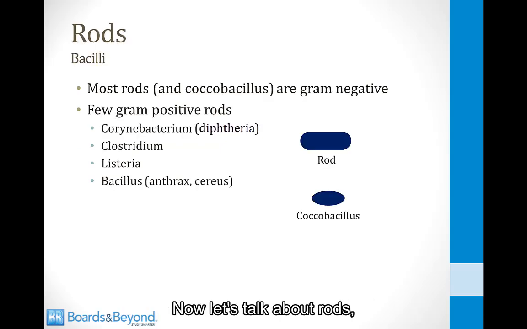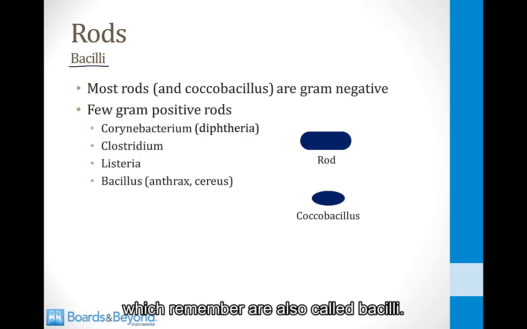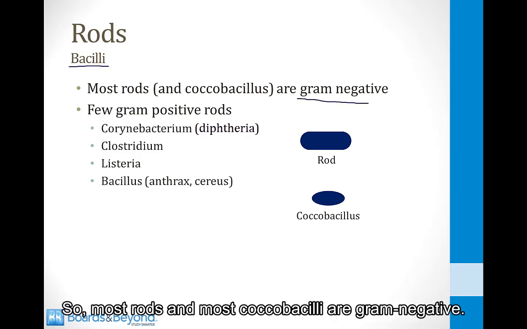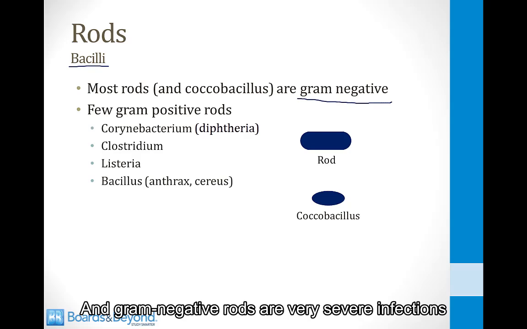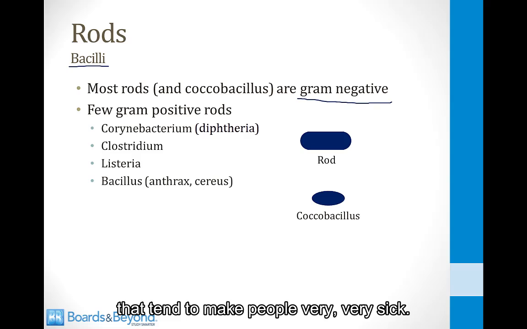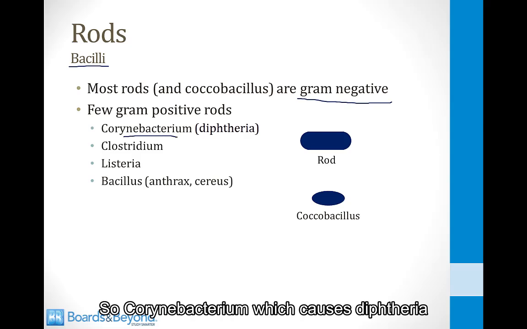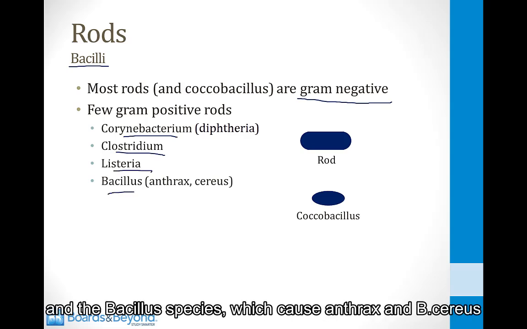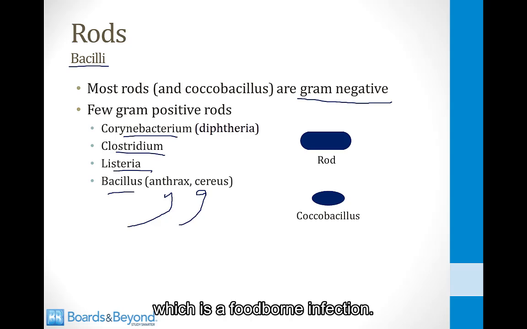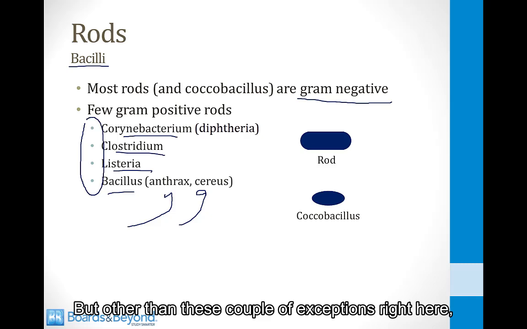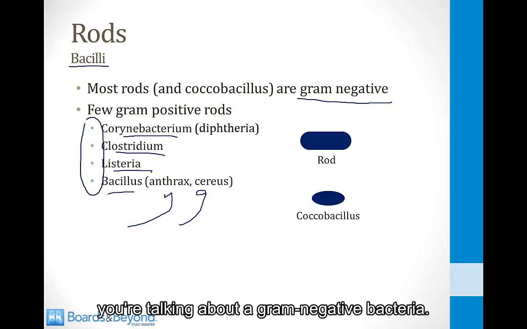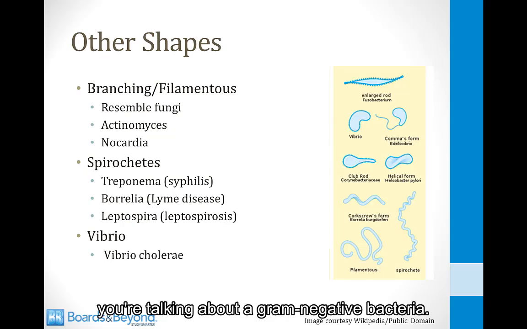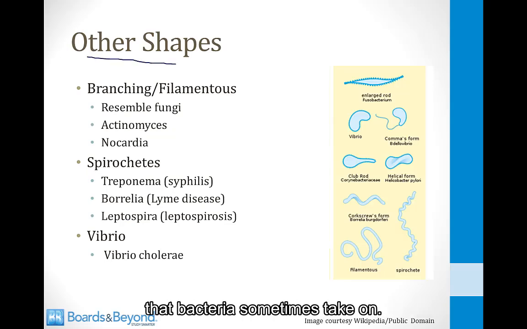Now let's talk about rods, which remember are also called bacilli. So most rods and most coccobacilli are gram-negative. And gram-negative rods are very severe infections that tend to make people very, very sick. There are just a few gram-positive rods. So Corynebacterium, which causes diphtheria, is a gram-positive rod. So are Clostridia and Listeria and the Bacillus species, which cause anthrax, and B. cereus, which is a foodborne infection. But other than these couple exceptions right here, most of the times when you hear about a rod, you're talking about a gram-negative bacteria.